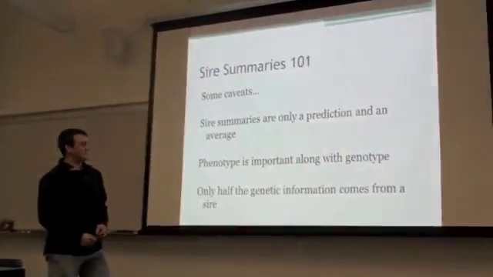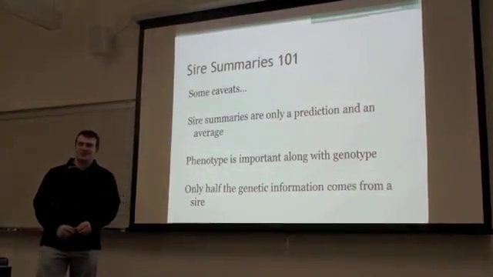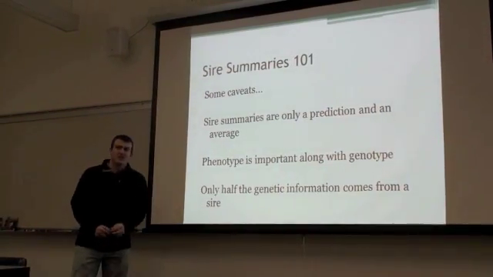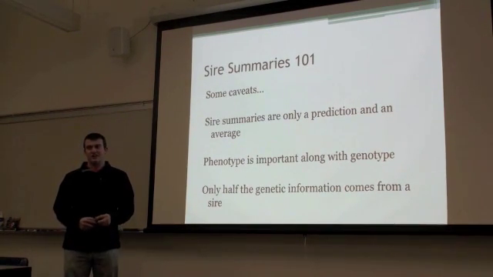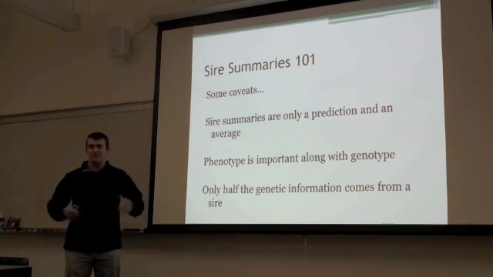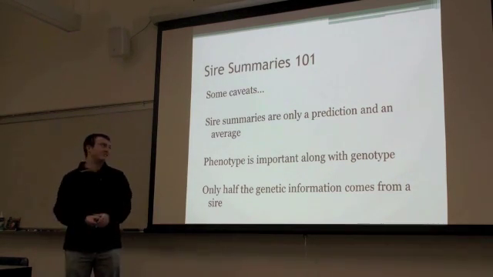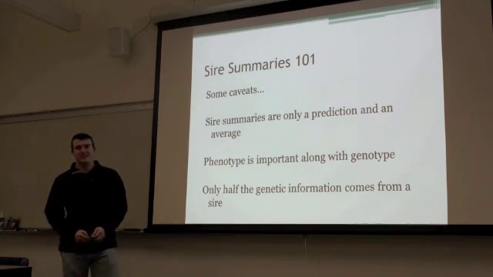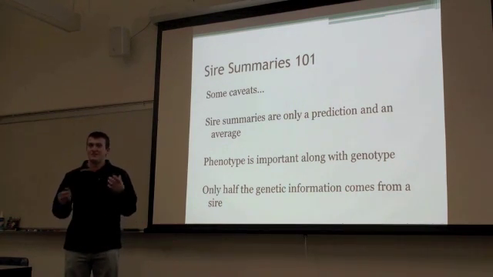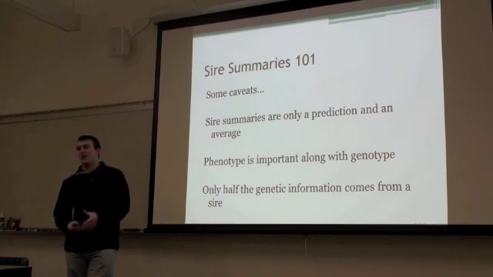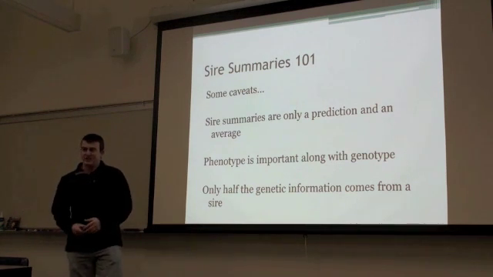Lastly, we're going to talk about some caveats that there always are with sire summaries. The first is that sire summaries are only a prediction and an average of the overall daughters. So, as in averages, you can get highs and lows on the bell curve that we see so often. Also, phenotype is important along with genotypic selection. Even if an animal has the best sire summary, maybe they will produce a post-legged animal that can never walk or something, and so you need to be able to take into account both phenotype and genotype if possible.